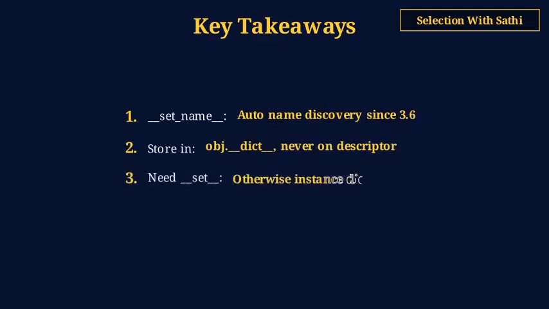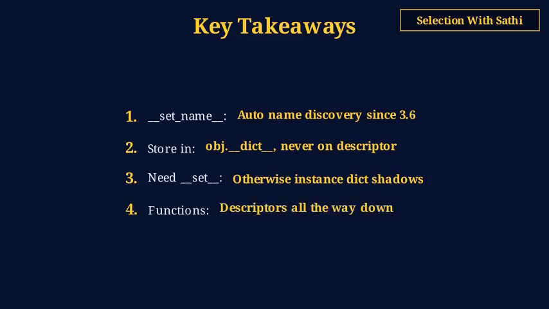Key tips for working with descriptors. Always use __set_name__ so the descriptor discovers its name automatically. Store per instance values in the instance dictionary, never on the descriptor itself. Implement __set__ if you need to validate assignments. Without it, the instance dict will shadow your descriptor. And remember, functions, classmethod, and staticmethod are all built on descriptors. Understanding them unlocks how Python really works.